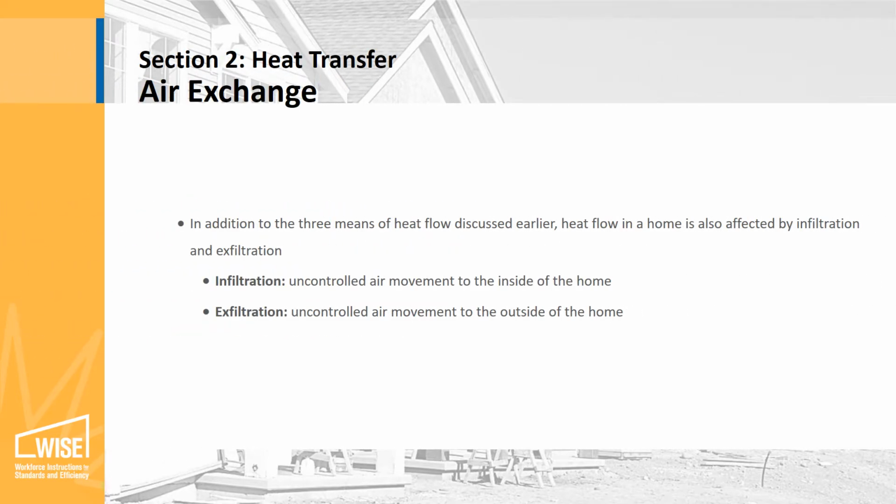In addition to the three means of heat flow discussed earlier, conduction, convection, and radiation, heat flow in a home is also affected by infiltration and exfiltration. Infiltration is the uncontrolled movement of air into the home, where exfiltration is the uncontrolled movement of air out of the home. These are not to be confused with ventilation, which is the controlled movement of air into or out of the home.